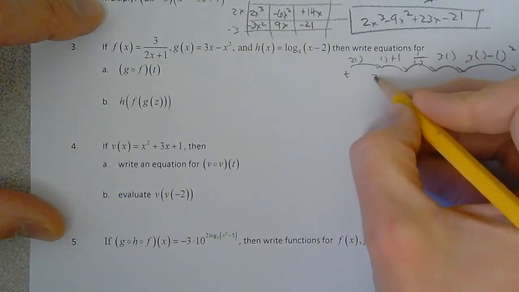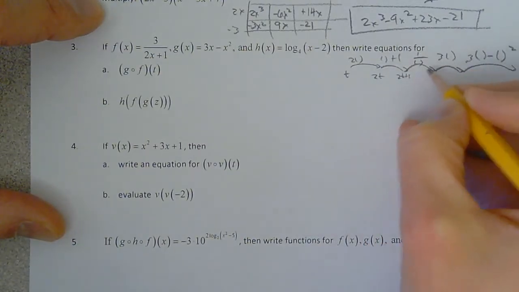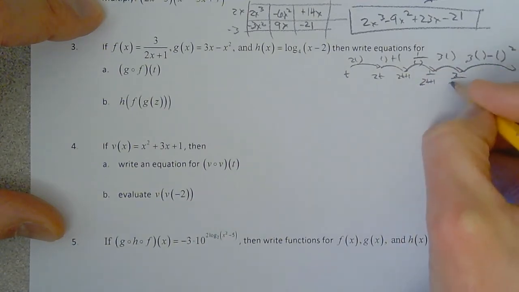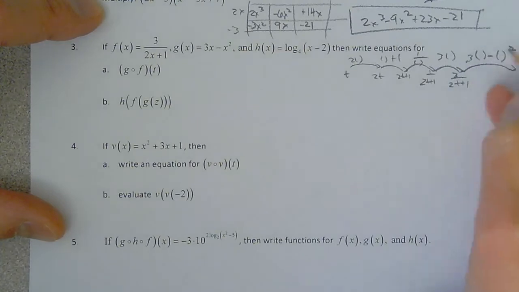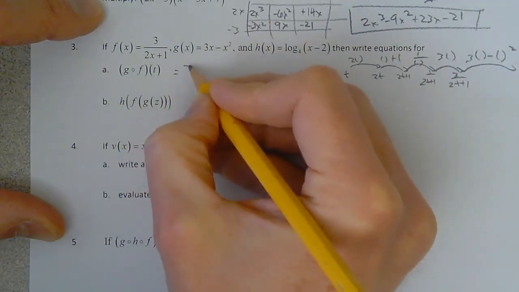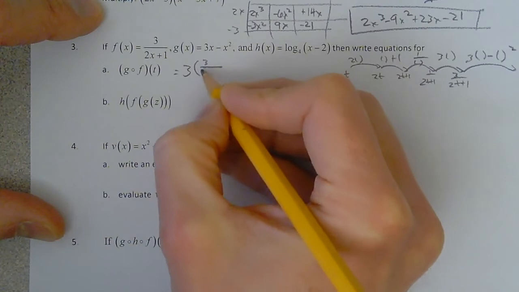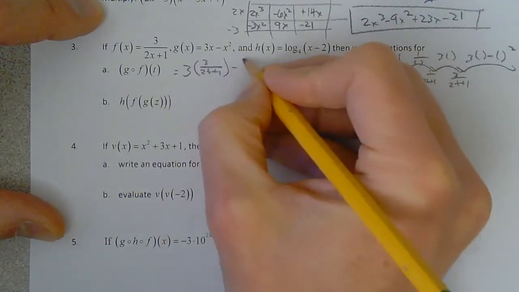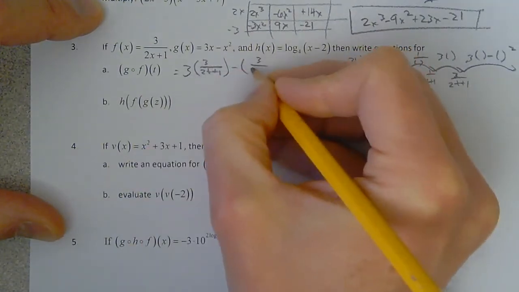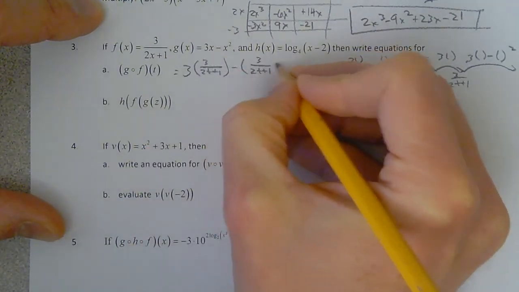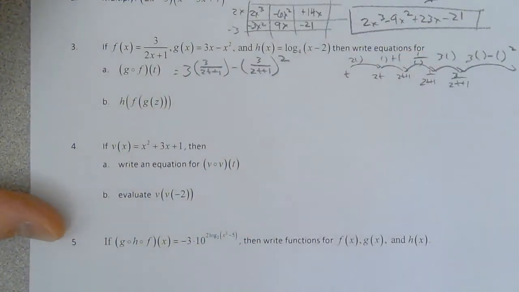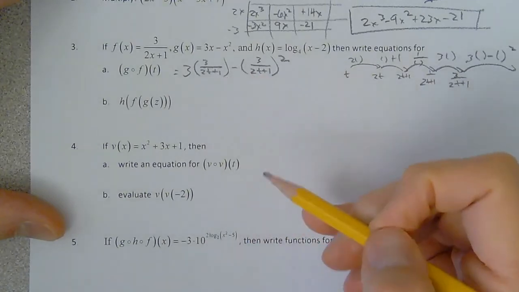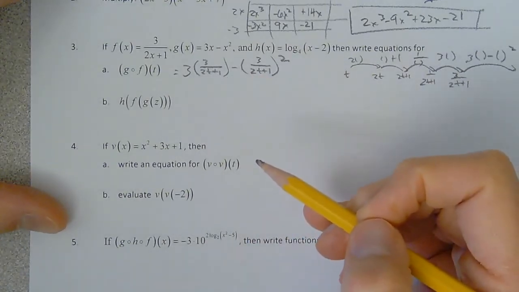So this becomes a 2t. There's my 2t plus 1. Here's 1 over 2t plus 1. Here's 3 over 2t plus 1. And I'm going to end up with 3 times 3 over (2t plus 1), minus (3 over (2t plus 1)) squared. We could multiply some things out there, but for now that is sufficient.